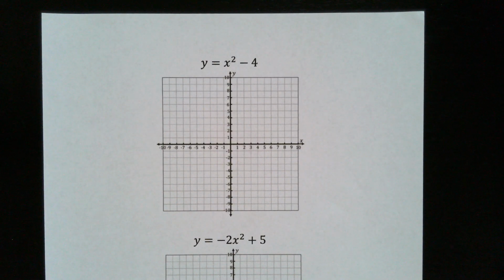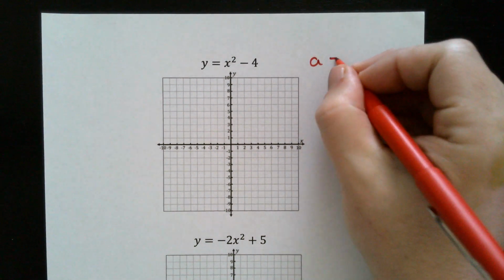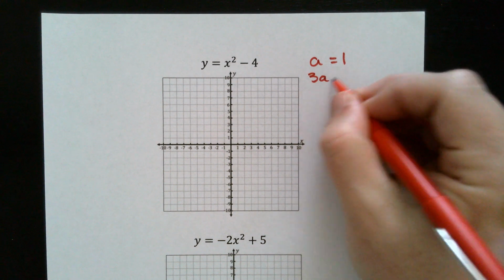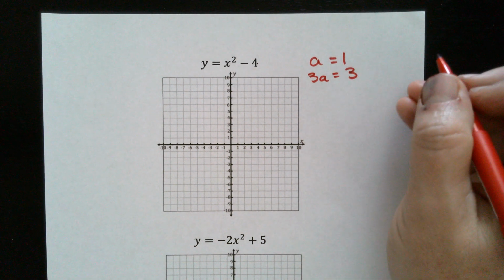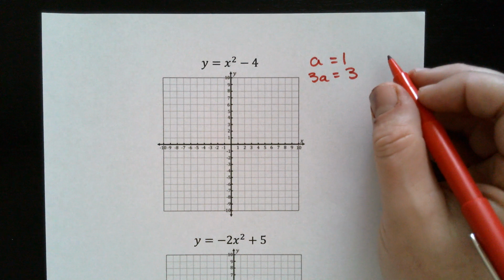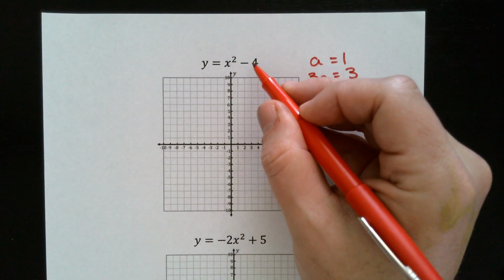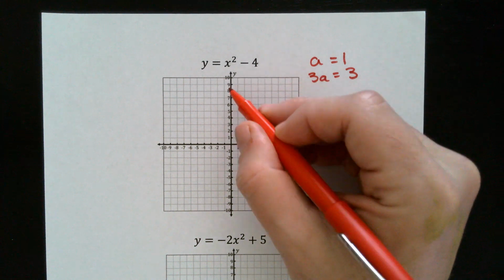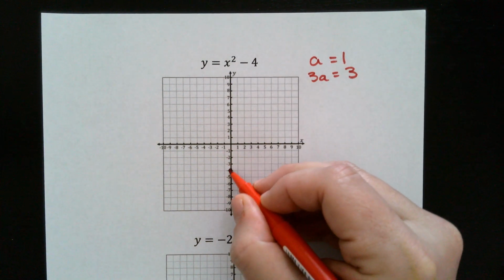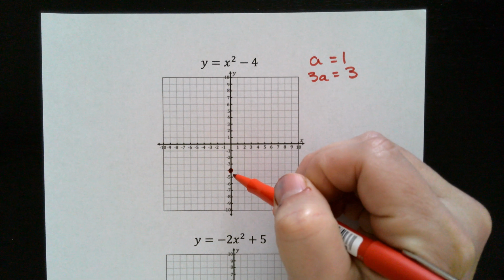Okay, on this one we have y is equal to x squared minus 4. We need to figure out our a. A is 1. 3a is 3 times 1, so 3. And a is positive. Also notice that we will be starting at negative 4. So that's where we'll put our first point on the y-axis. It'll be at negative 4.